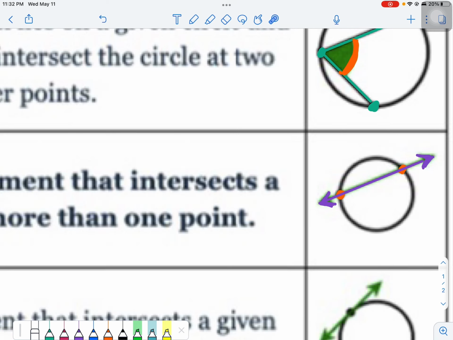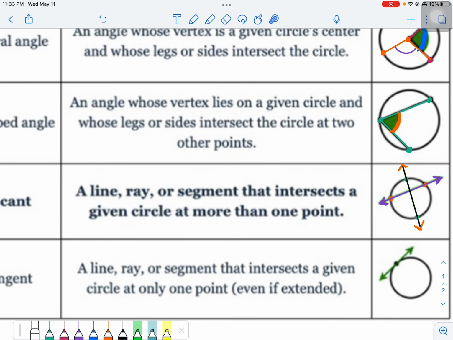So we can pick another 2 points like this. There and there. And we would do, like that. And an arrow that way, and an arrow that way. That would be a secant, because it goes through the circle. Through the circle is a secant.